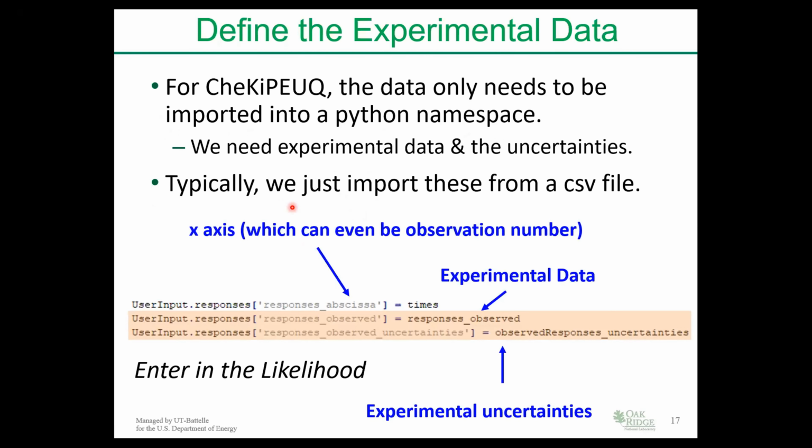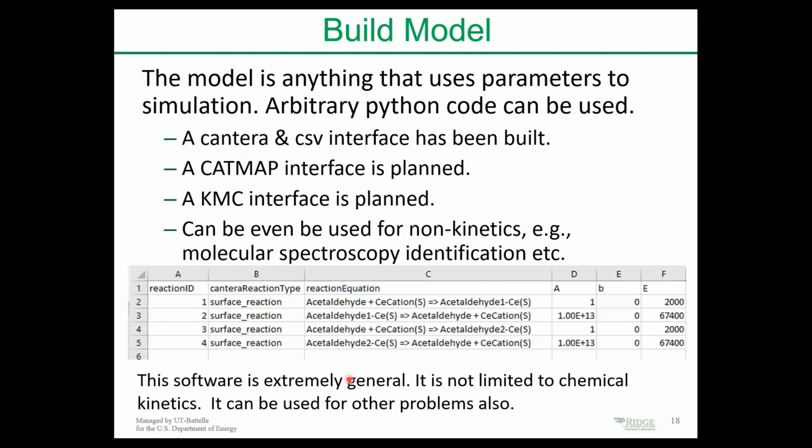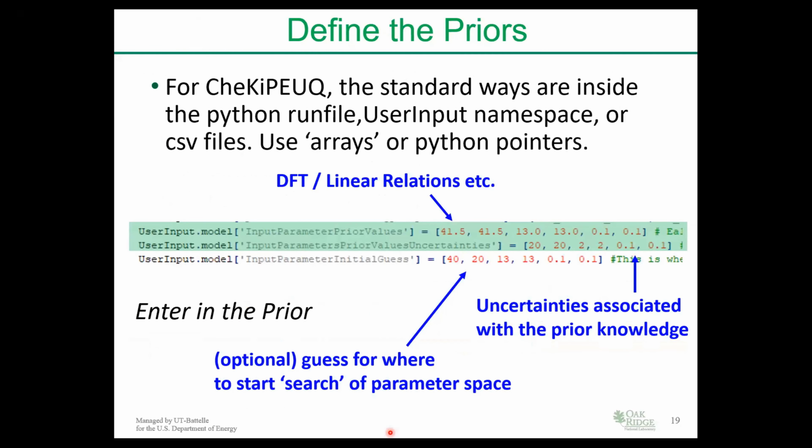So the idea here is that we simply have to define our experimental data along with the uncertainties. We can build kinetic models. You can use a CSV file or Python. We already have a Cantera interface. I'd love to see an interface to the PyMut kind of software and other ones. It's actually quite general software. It's not limited to chemical kinetics, although that is, of course, what we're using it for at the moment.